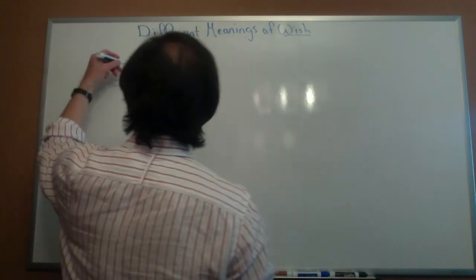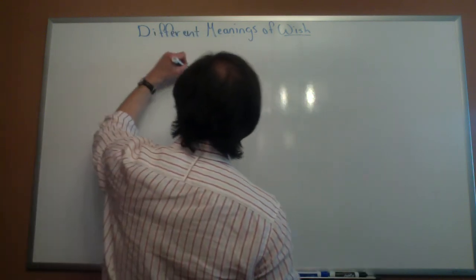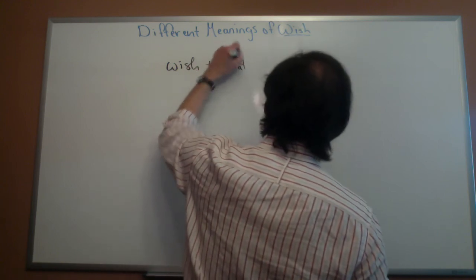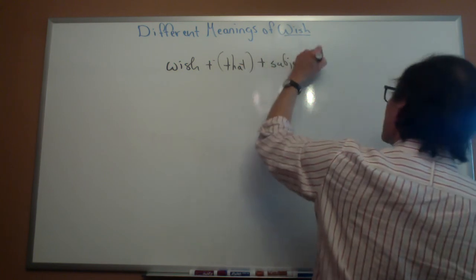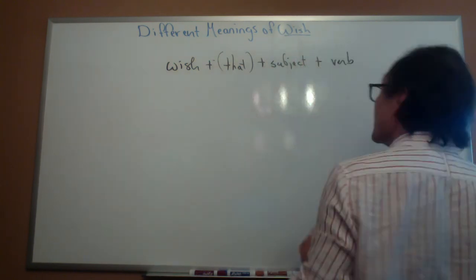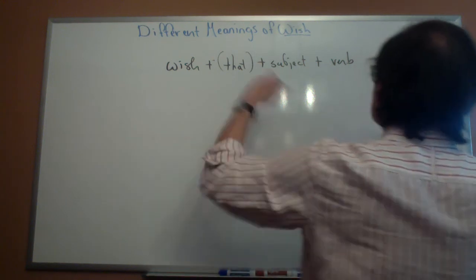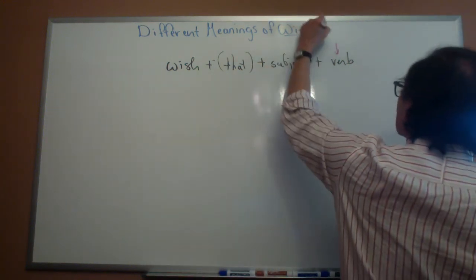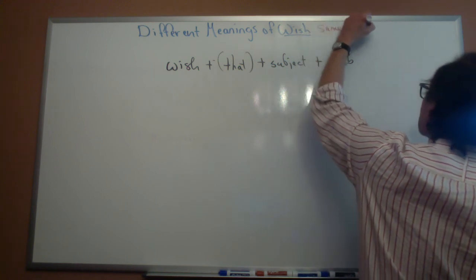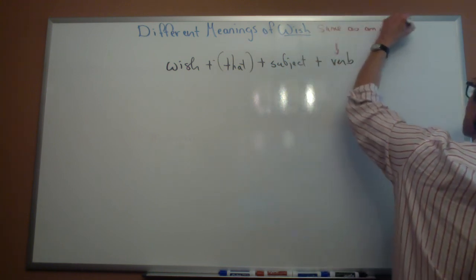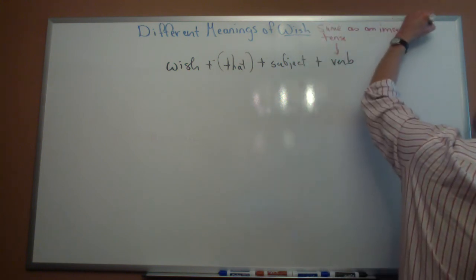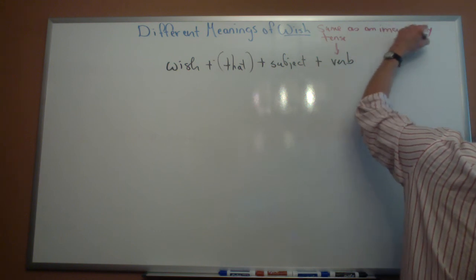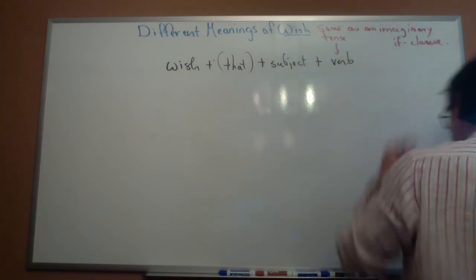Okay, so let me write this again here. I use wish plus that plus subject plus verb. And again, the verb, let's just write this here, is the same as an imaginary if clause. Same tense as an imaginary if clause. So let me give you a few examples.